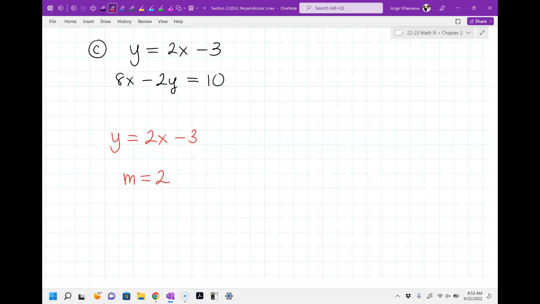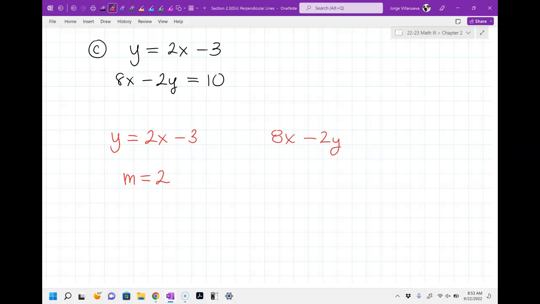So if my other equation is going to be parallel, the slope has to be 2. If my other equation is going to be perpendicular, the slope should be what? Negative 1/2. Yeah, I'm looking for negative half. If it's not one of those, if it's not a 2 and if it's not a negative half, then it's a neither. Okay? So let's solve the next one.